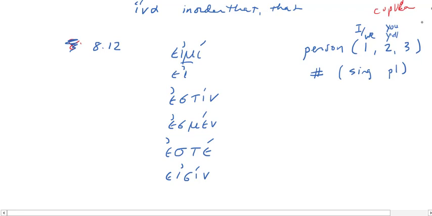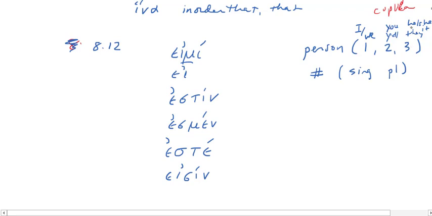And then third person is, yes, if it's plural, they. If it's not plural, it's he, she, it, okay? So all of those are third person. In other words, anything besides first and second person is third person.